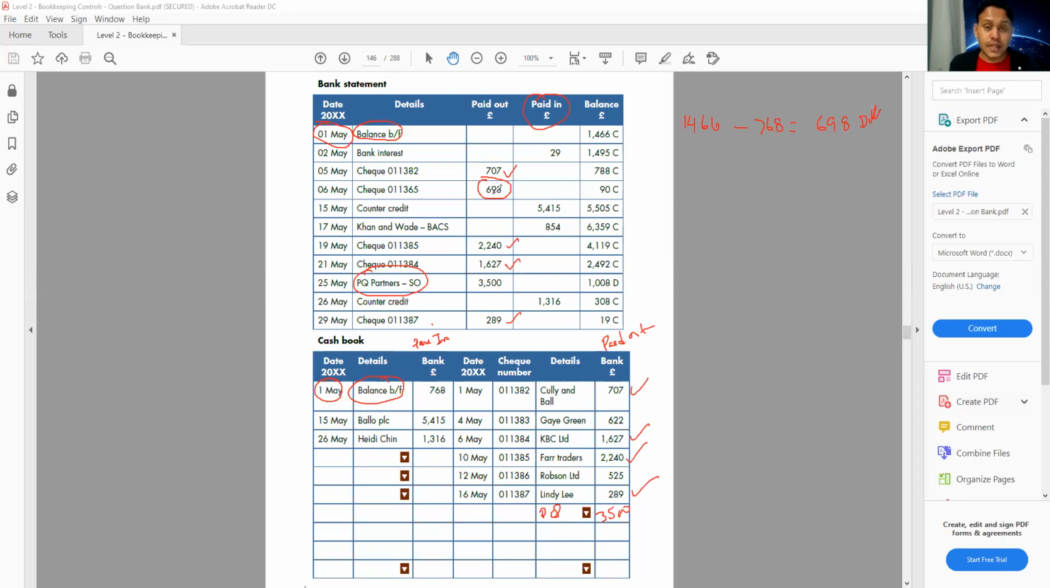I'm not going to do it again. If I take this figure again in my book, that means I'm doing it twice. How do I know that? Because I checked the opening balance, I found the difference, so I'm going to ignore that. The difference I'm going to ignore.